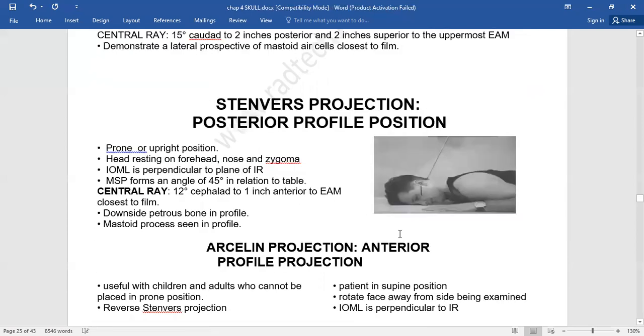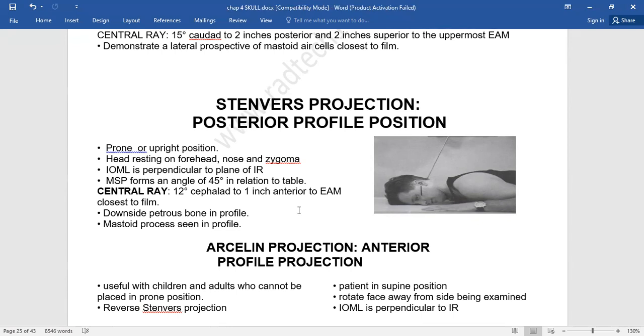Next is the standverse. So, patient must be either in prone or upright position, as you can see sa picture. Head is resting on forehead, nose, and zygoma. IUML is perpendicular sa IR, and the MSP forms an angle of 45 degrees in relation to the table. So central ray is 12 degrees cephalad to 1 inch anterior to EAM closest to film.